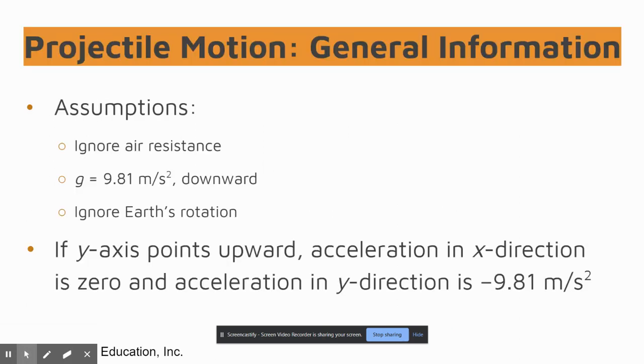Now, here's some general information about projectile motion, and you're going to want to commit this to memory or at least have it available to look at when you're working problems. So, number one, we're going to ignore air resistance. Number two, we are going to assume gravity to be 9.81 meters per second squared in the downward direction, and we're going to ignore Earth's rotation. Okay, and if the y-axis is pointing upward, then our acceleration in the x direction is going to be 0, and the acceleration in the y direction will be negative 9.81 meters per second squared because of gravity.